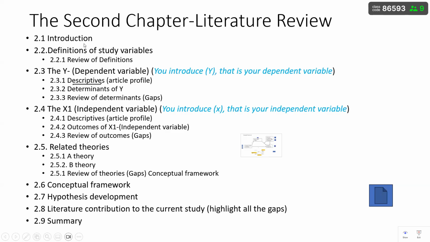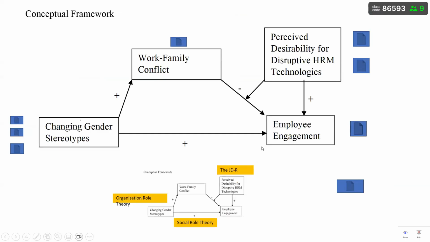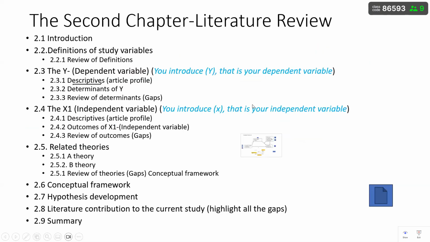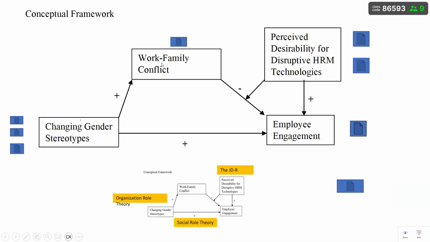You can provide an introduction about the literature review. Everything must be dependent on your developed conceptual framework. For example, I'm referring to this conceptual framework, and based on this, you can draft your second chapter. That must be dependent on your research conceptual framework. Then comes the definition of study variables. These are the study variables, this one, this one, this one, and these must be defined first.